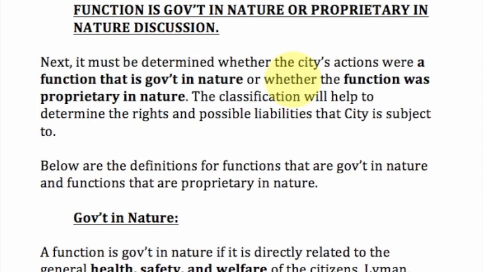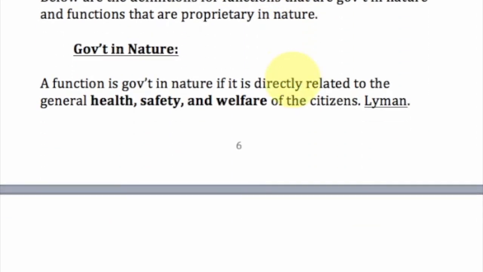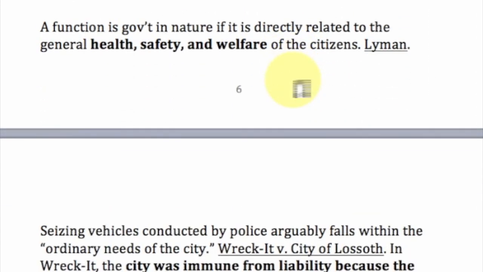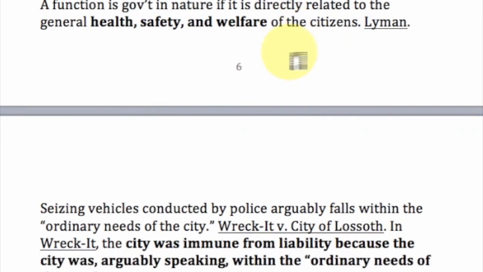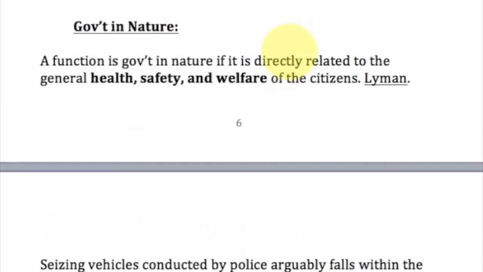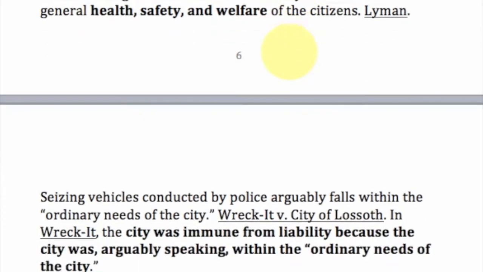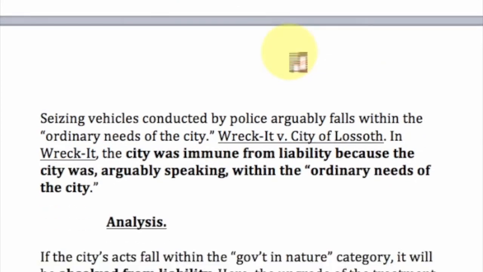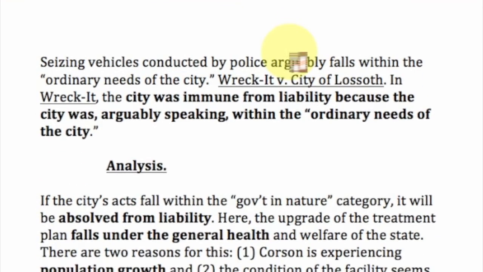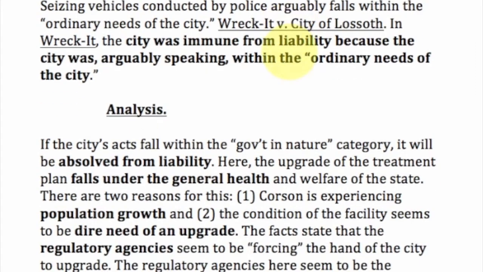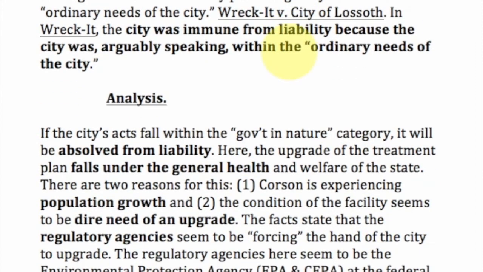So let's go right away into government in nature. And of course you have the health, safety, and welfare elements there. If you're arguing on behalf of the city, you want to say that it falls under the area of government in nature. And in fact, you can make a very compelling argument, because the water plan does seem to fall under that. Okay, so let's take a look at it.